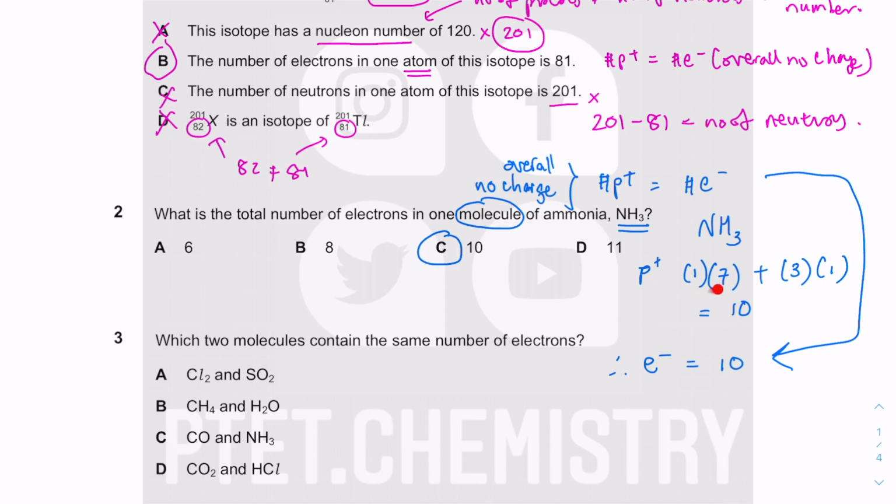Okay, you just sum up the number of protons from the nitrogen. You have 1 nitrogen. Each nitrogen atom has 7 protons. And then you have 3 hydrogen. Each hydrogen atom has 1 proton. Altogether you have 10 protons in the molecule, which has no overall charge. Therefore, the number of protons and electrons are equal in the molecule. So that will be 10.